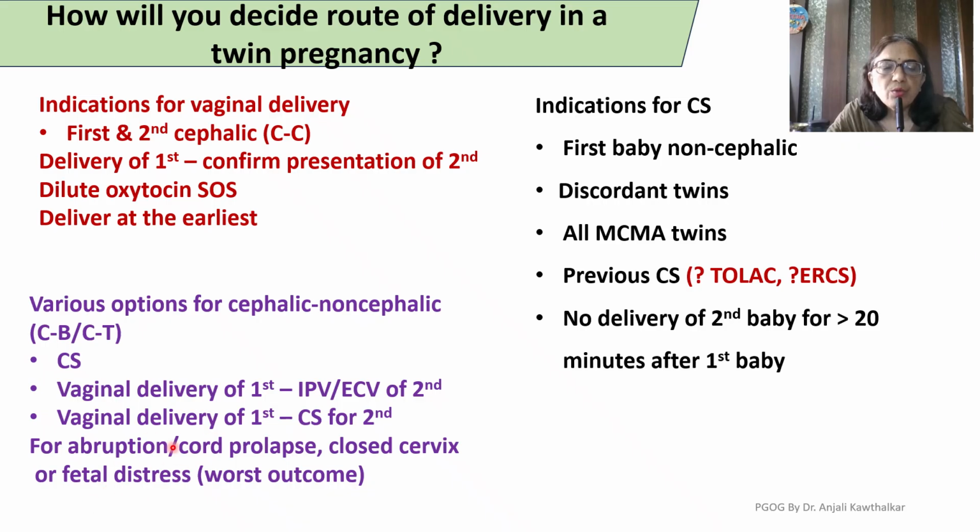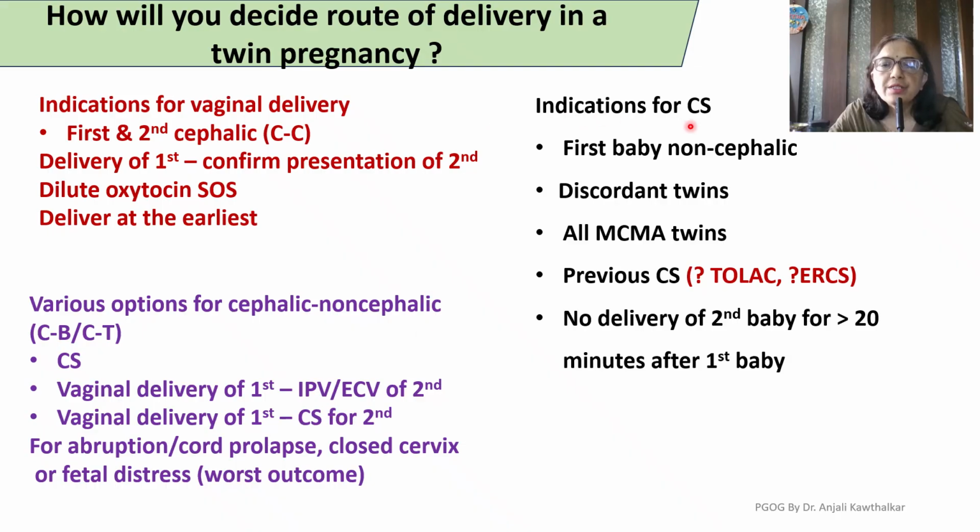But remember that whenever we go for this option, vaginal delivery for the first followed by cesarean section for the second, the perinatal outcome is worse as compared to other scenarios. So all these options are discussed, and it depends on the individual case. We have to take a decision whenever it is a first cephalic and second non-cephalic. It depends on the experience of the obstetrician also to conduct a breech delivery, to perform an internal podalic version, external cephalic version, and also to monitor and go for a quick cesarean section if there is a problem.